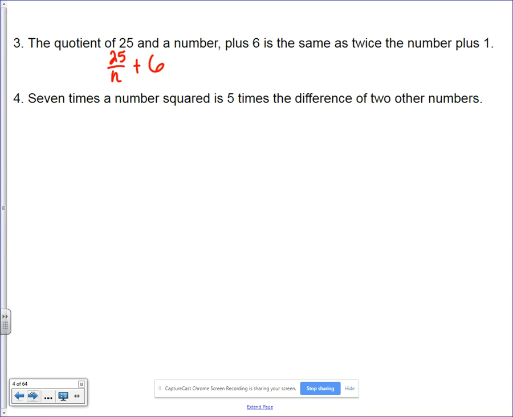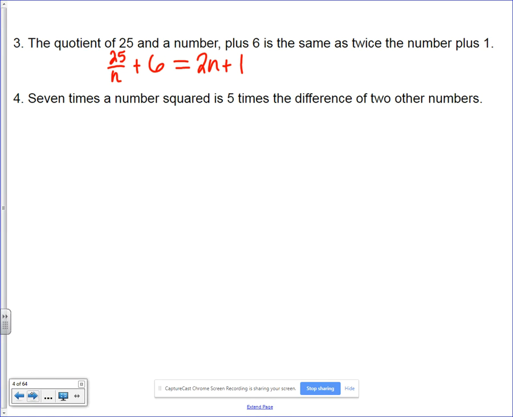Is the same as, what's that mean? Equals twice the number. How do I show twice the number? Luke, 2n, and then the plus 1. Everybody understands that twice does not mean the same as squaring something, right? We did kind of get a little bit mixed up with that during 4th period today.